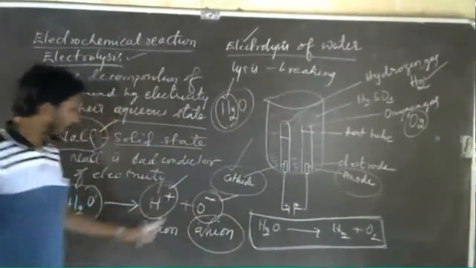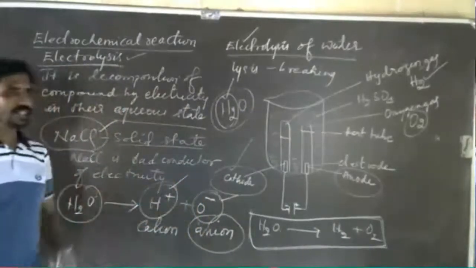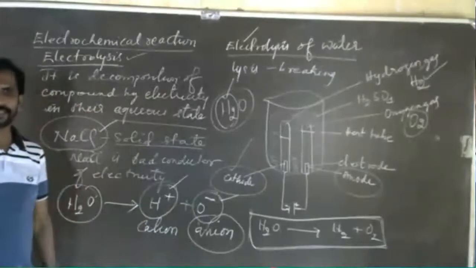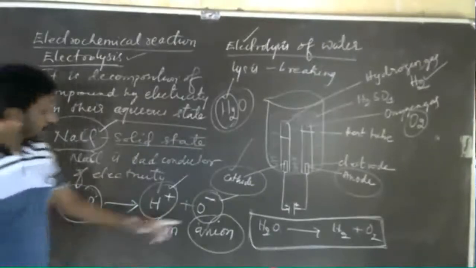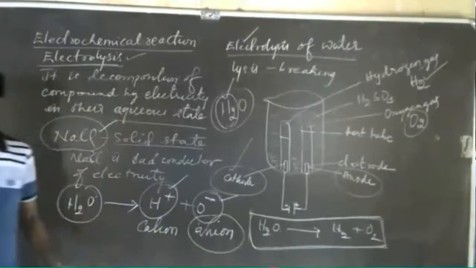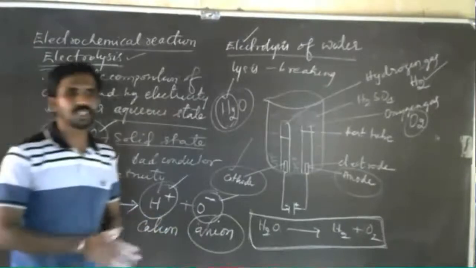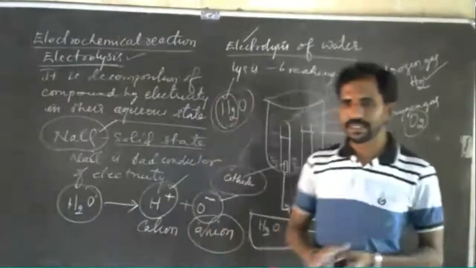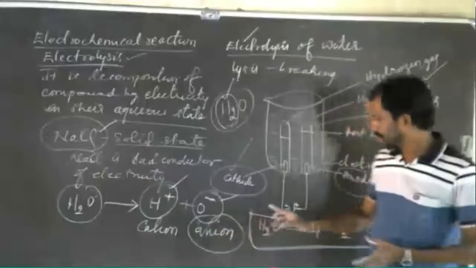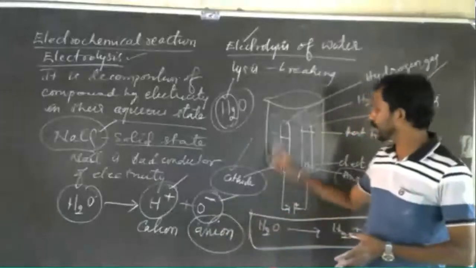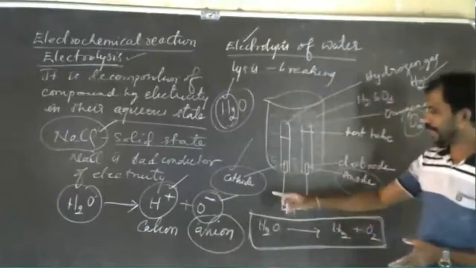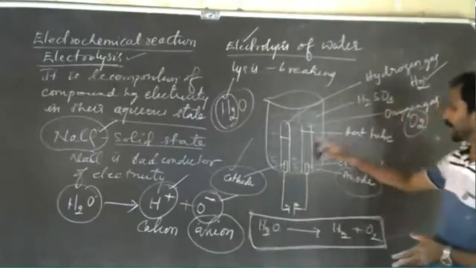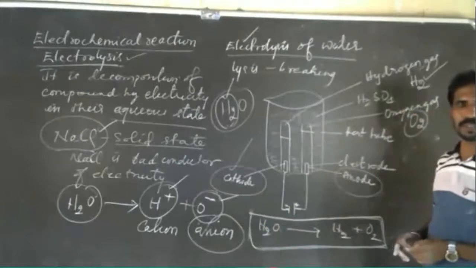Already you know cation and anion. A cation is the element which loses electrons. The element which gains electrons is called an anion. We have studied this last year. The new part is that hydrogen, being a cation, moves towards the cathode, and oxygen, an anion, moves towards the anode and gets deposited.